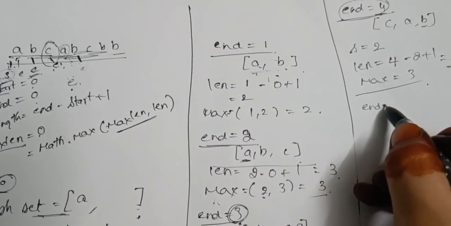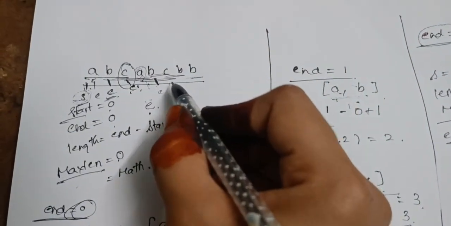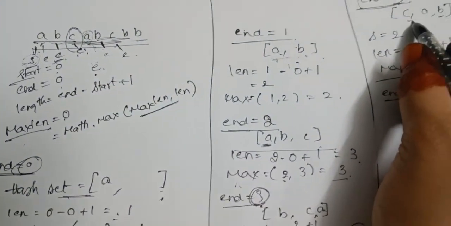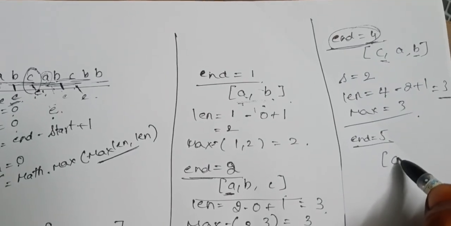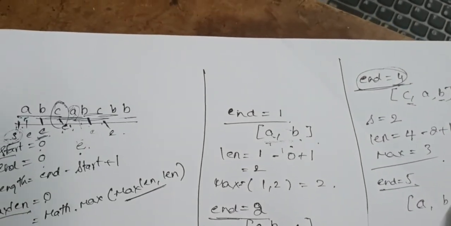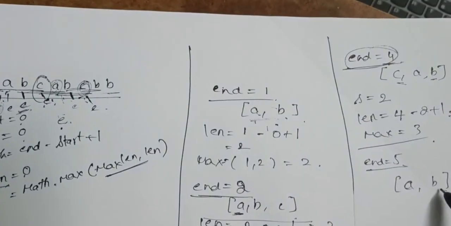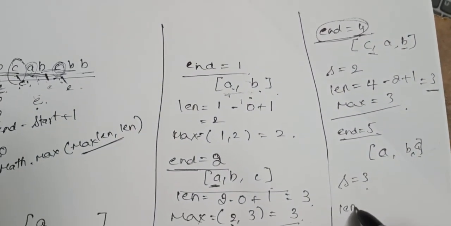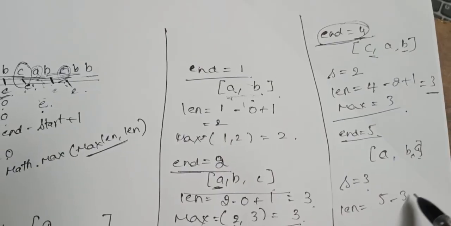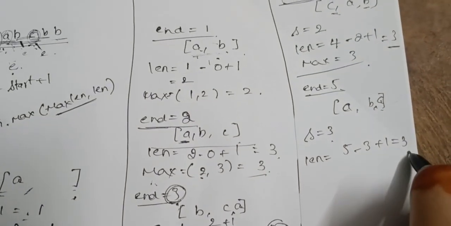Now my end has incremented to 5, so it is pointing to C. Again C is present here. So I am going to remove the element from the left, which is C. C has been removed, leaving A, B. And again I am going to add this element from the end. My start has incremented to 3 and my length doesn't change. That is 5 minus 3 plus 1, which is again 3.